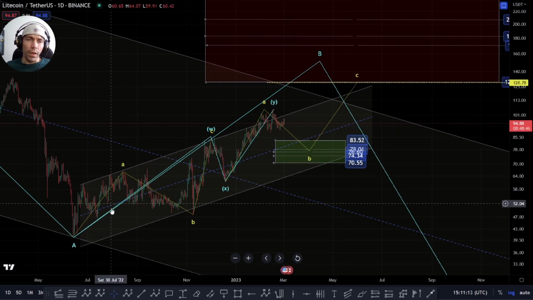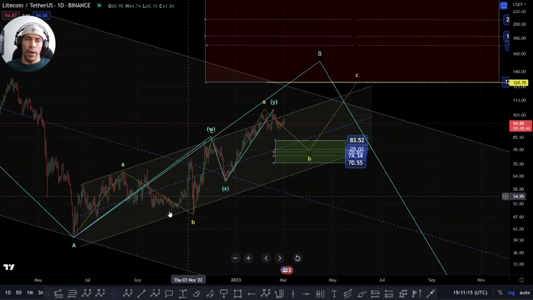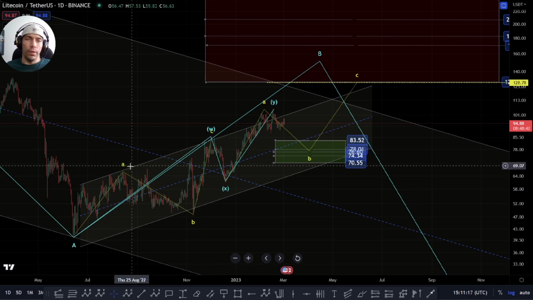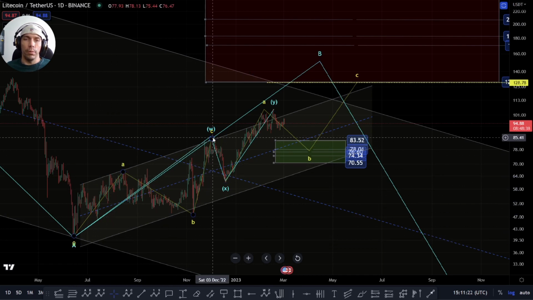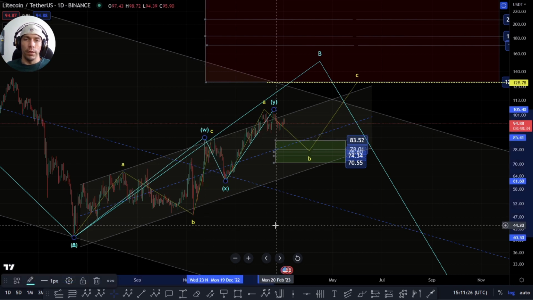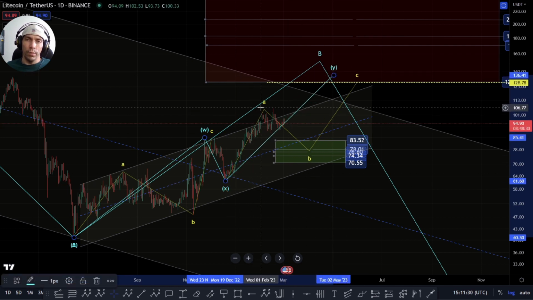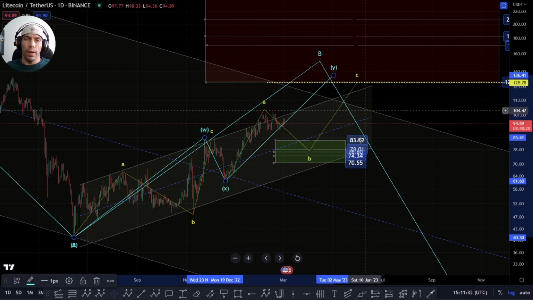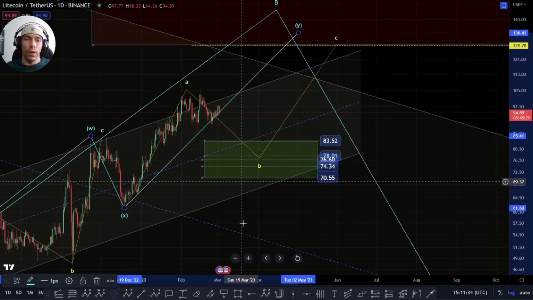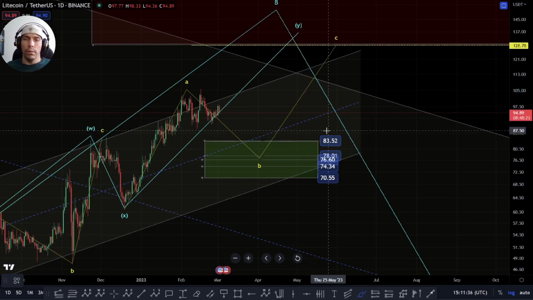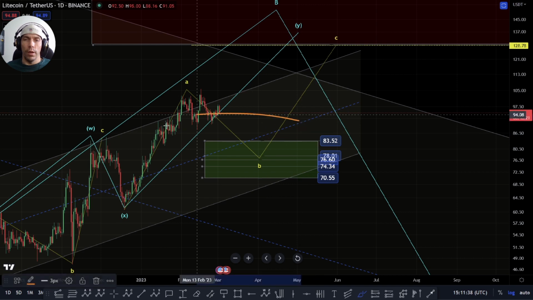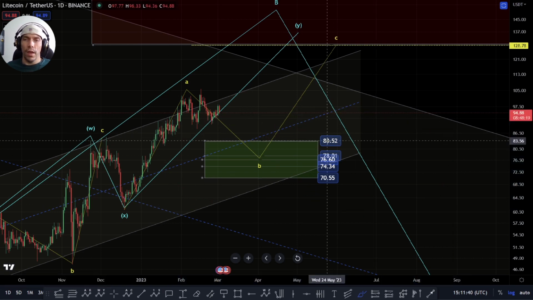So there's a couple of ways of looking at this move, and because of the overlap within this, you could also argue that this is an A as a diagonal, this is a B as a flat, we have a C as a five-wave structure, making a W wave here. Then we could still be within this Y wave, where we're looking at this potentially as an A, looking for a B, and then looking for that C wave to the upside. So the zone we'd be looking to hold if we're looking for this option to play out would be this area here, this green box, which would be this 83.52 to the 70.55.